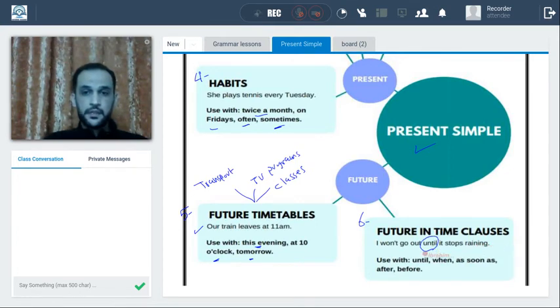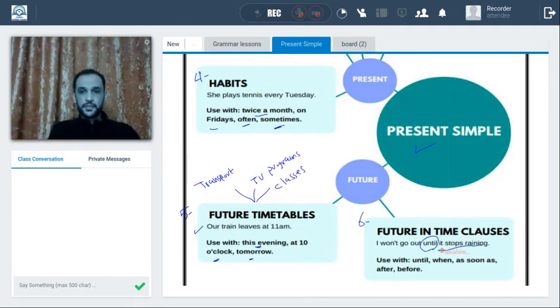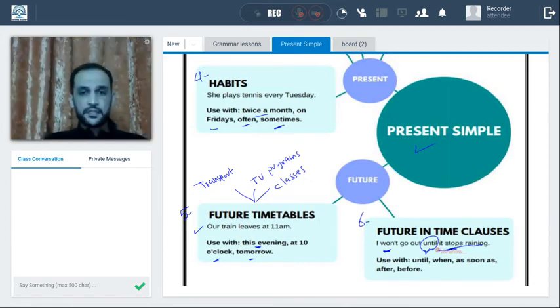After until, we can see this clause and it's in the present simple, stops. This is a verb in the first form. So I can use the present simple to express the future in time clauses. Again, I won't go out. This is the future, of course, and we have until, and after until, we can use the present simple.